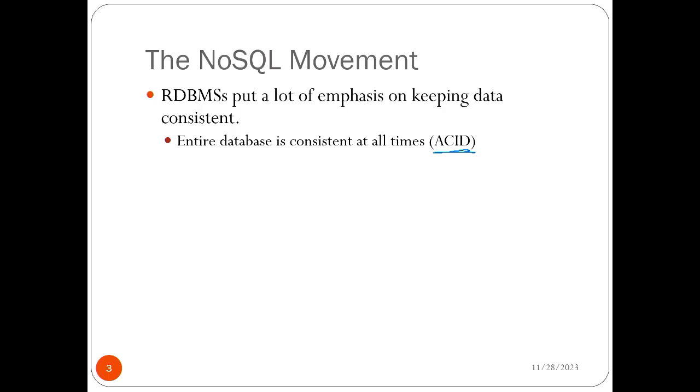This becomes a bottleneck when we have to handle a huge volume of data, and data which is unstructured or semi-structured. That's the point. RDBMS puts a lot of emphasis on keeping data consistent. The entire database should be consistent at all times. That's the requirement of relational databases. And for that, the relational database came up with the concept of the ACID requirement for any transaction. So what is a transaction? All those things we discussed: a database application which follows the ACID requirements.